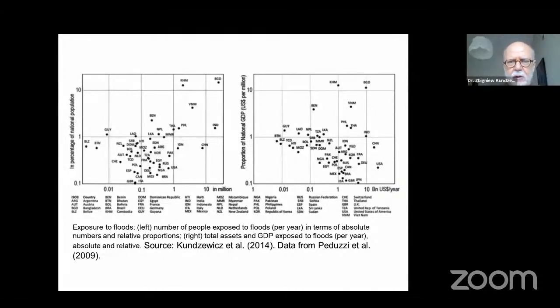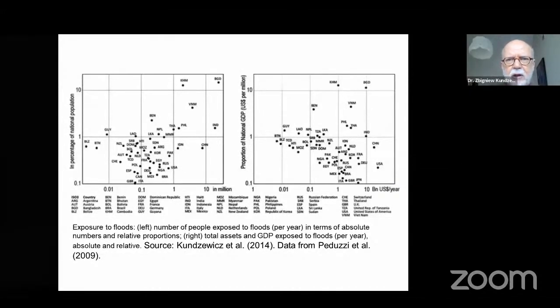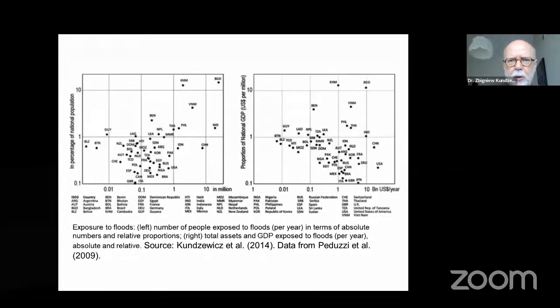Exposure to floods differs dramatically between countries. In these two panels, I show exposure measured by the number of people exposed to the left. The x-axis is an absolute value and the y-axis is a relative value, percentage of national population. BGD stands for Bangladesh, which has over 10% of its national population exposed to floods, and well over 10 million inhabitants, because this is a logarithmic scale.